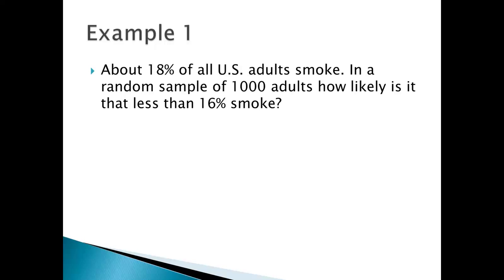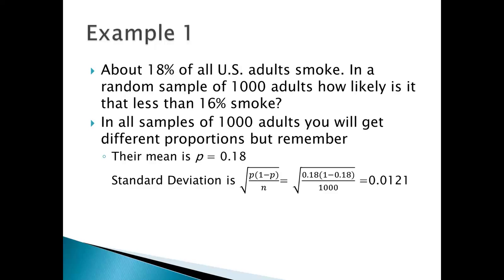So suppose we know that about 18% of all US adults smoke cigarettes. In a random sample of 1,000 adults, how likely is it that less than 16% smoke? Now, in all samples of 1,000 adults, you'll get different proportions. Some will be more than 18%, some will be less than 18%, some of them will be close to 16%, some of them will be less than 16%. But the mean of all those sample proportions is 0.18, the same as the population proportion. And the standard deviation, well, we have our formula. Standard deviation is square root of p times 1 minus p over n, or in this case 0.0121.